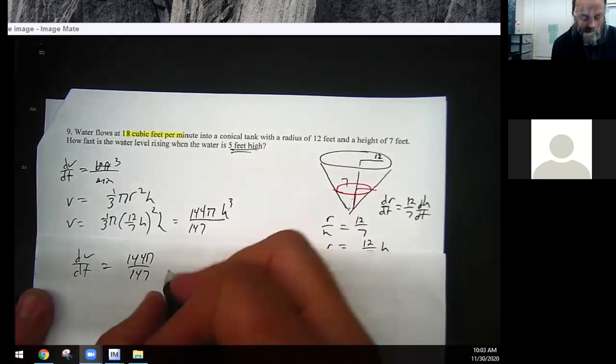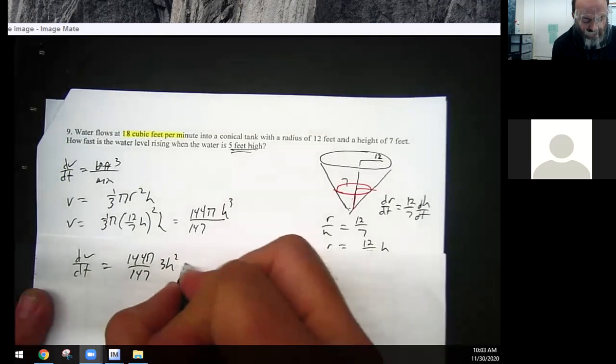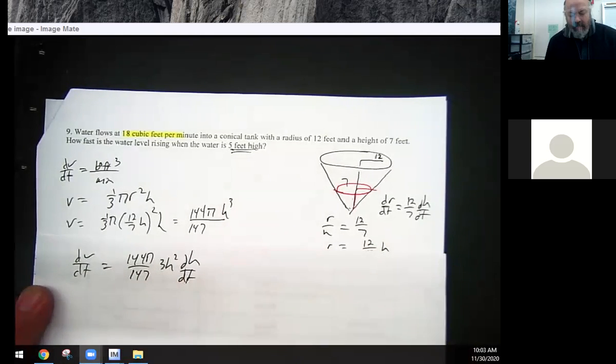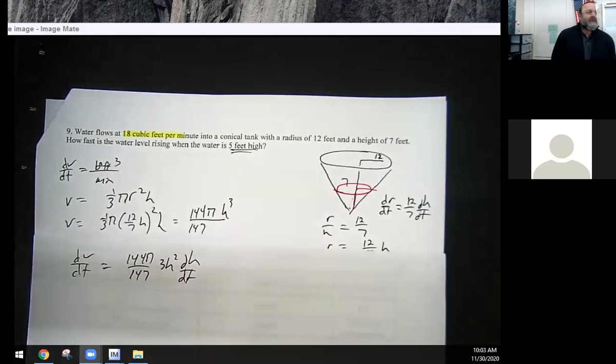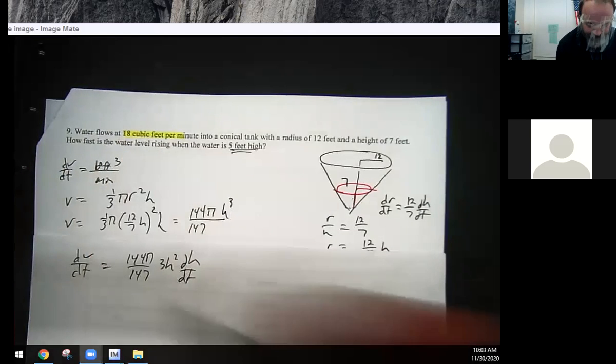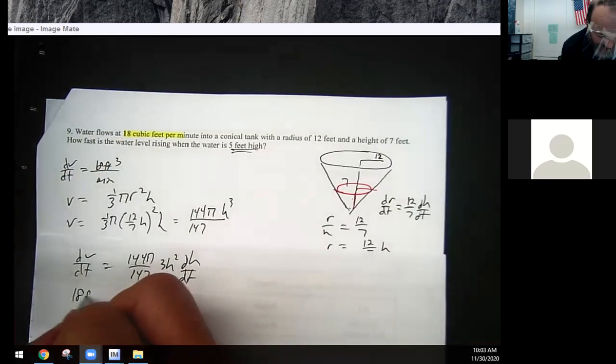3h squared dh dt. Now, if you go through the data that you were handed, what did they give me in all of that data up above? Did they give me dv dt? It's right here, it's 18 feet cubed per minute.